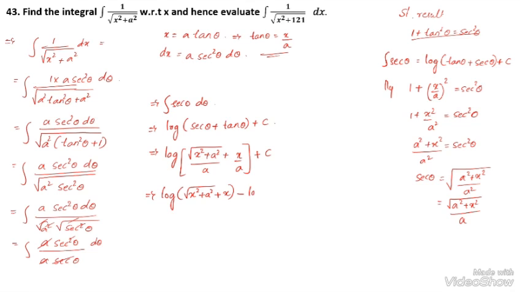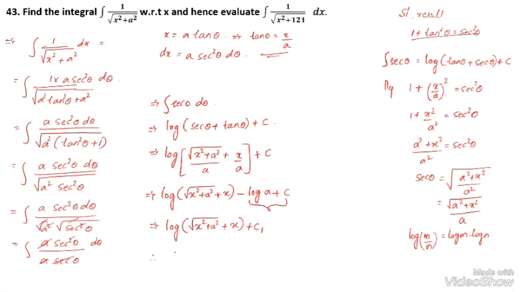minus log a, because I am using the law of logarithms: log m divided by n can be written as log m minus log n. By this property, I can take log a as a constant, so log a plus c. So log a being a constant, what we write is log of root x squared plus a squared plus x with some constant c. This is the given result of the integral.